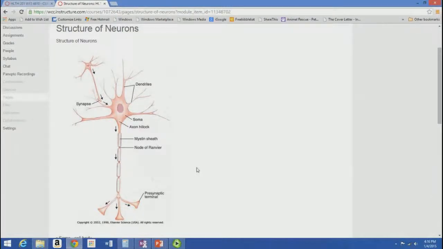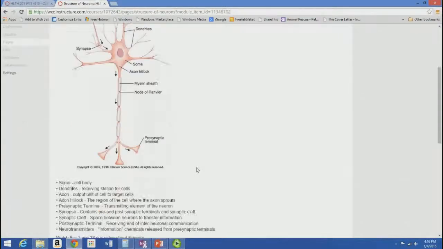I would like you to know all the terminology associated with the neuron, and there's a list of the terms that I want you to know right here. The soma is the cell body, and that's just like any other cell. It contains the nucleus and the Golgi apparatus and the rough ER where it's producing proteins. Dendrites are sort of like the branches of the trees. They are a receiving station for the cells. That's where your input is coming into the neuron.